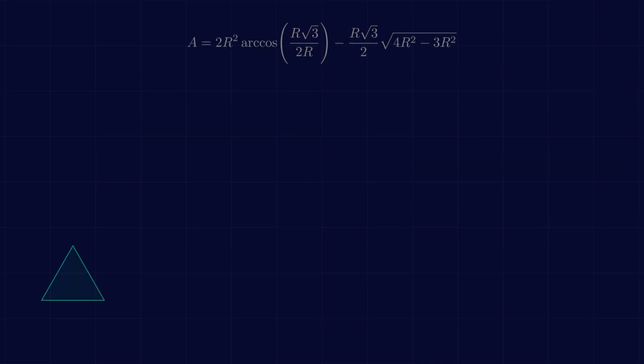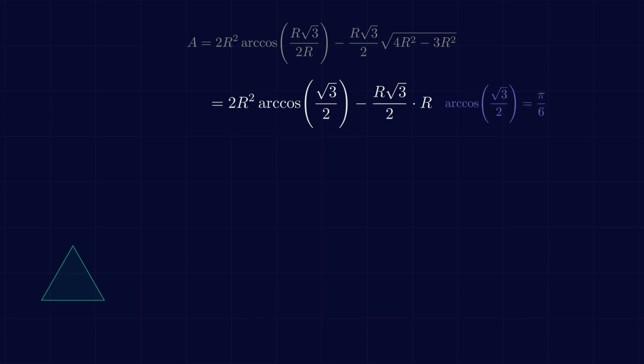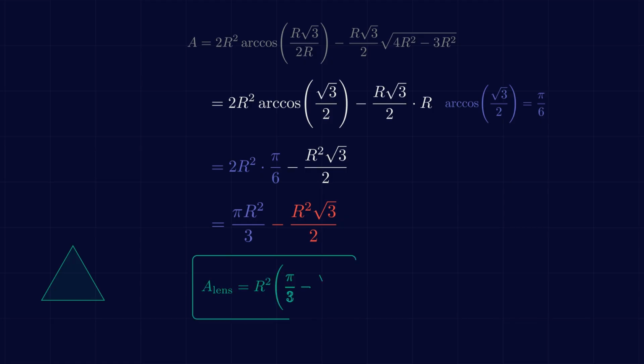Substituting d equals r root 3, the argument of the arc cosine becomes r root 3 over 2r, which simplifies to root 3 over 2. And the arc cosine of root 3 over 2 is just pi over 6. So the first term becomes 2r squared times pi over 6, which is pi r squared over 3. For the second term, 4r squared minus 3r squared gives r squared, whose square root is just r. So the second term is r root 3 over 2 times r, which is r squared root 3 over 2. Putting it together, each lens has area pi r squared over 3 minus r squared root 3 over 2.